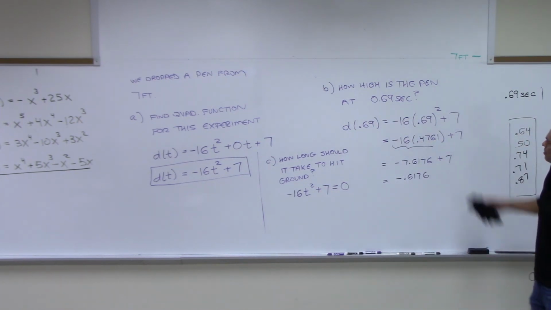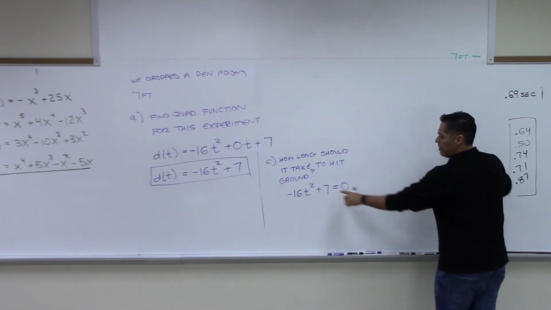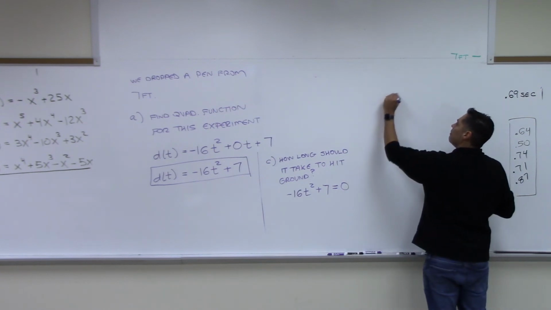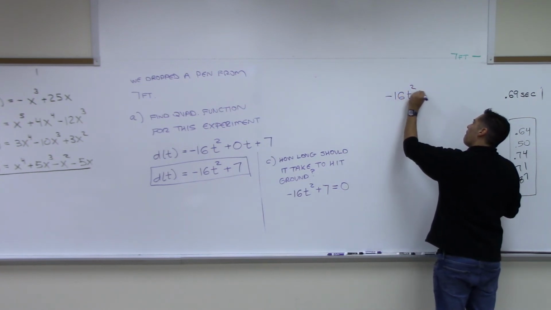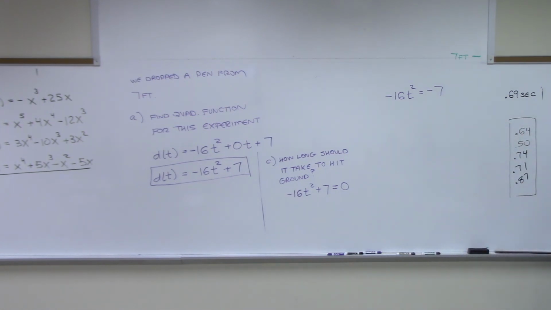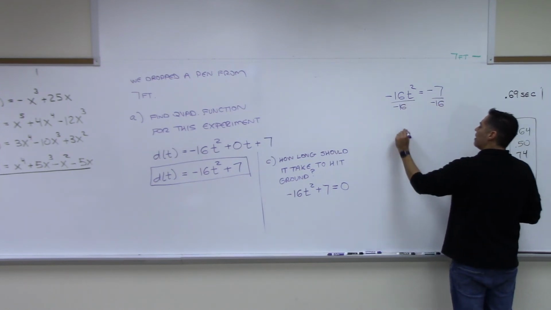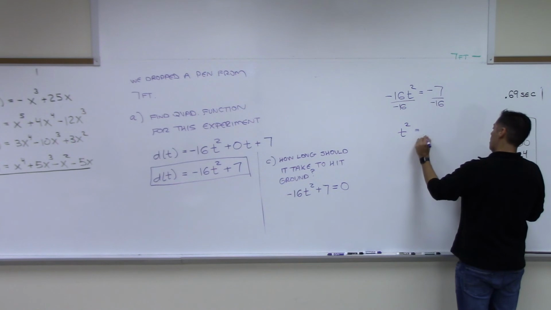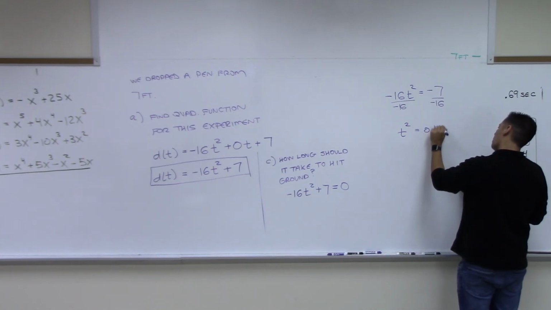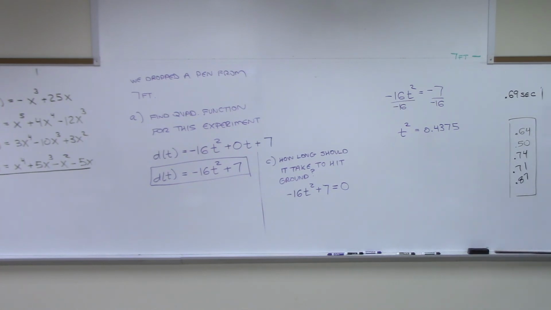There's multiple ways to solve this. I'm going to erase this. The way I'm going to do this, I'm going to move the 7 to the other side and make it a negative 7. What do you think I'm going to do now? I'm going to divide both sides by negative 16. I get t squared equals 0.4375. Last step, square root.